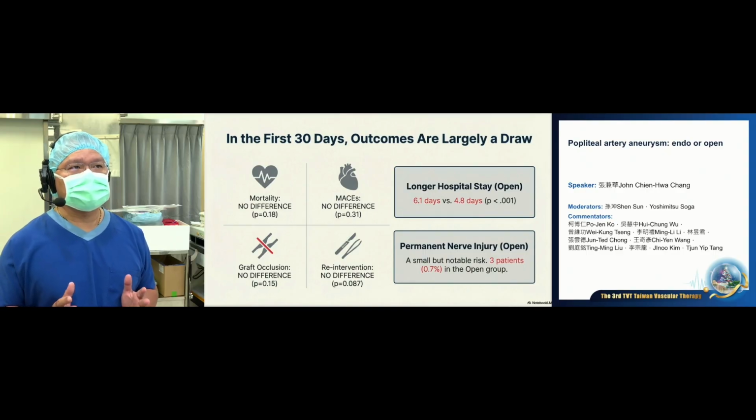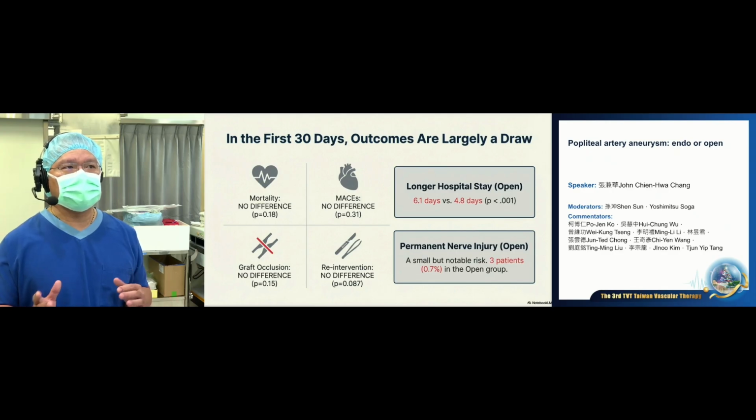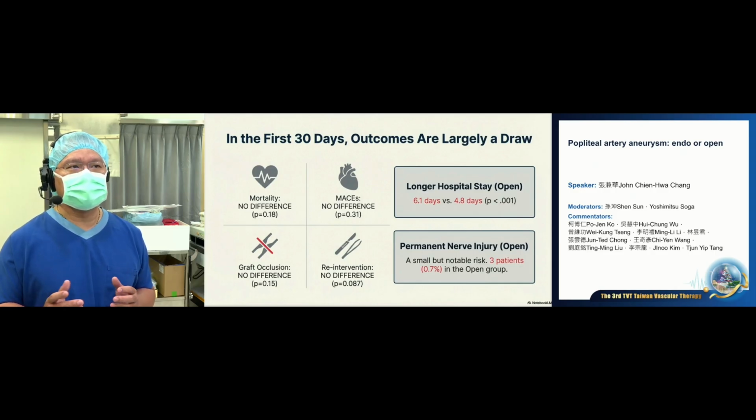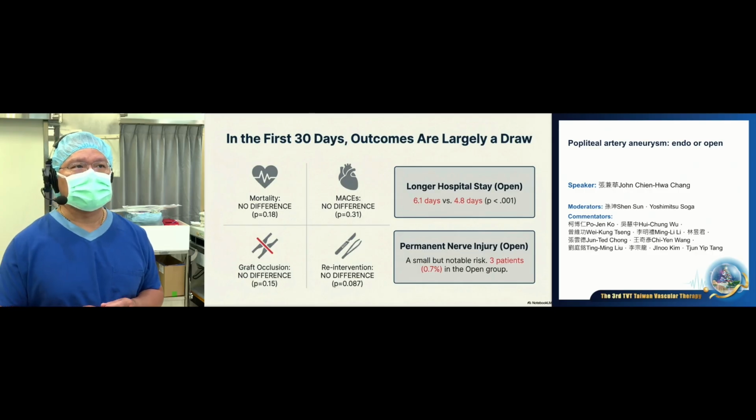The first 30-day results are quite the same. No matter mortality, MACE, graft occlusion, or intervention, the short-term result is the same. But the open group has a longer hospital stay, and there are some permanent nerve injuries. Although the number is small, in 440 patients there are only 3 patients, the risk is only 0.7%, but it's a notable risk.